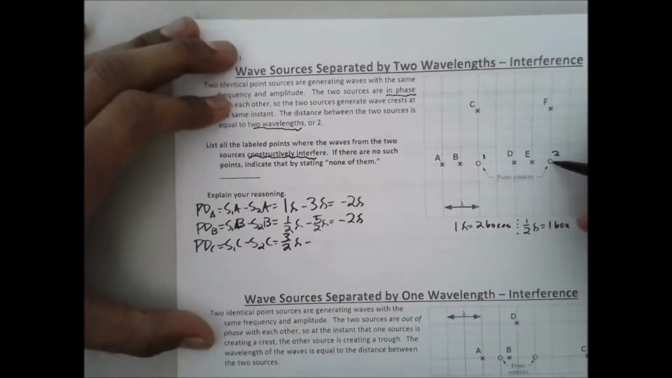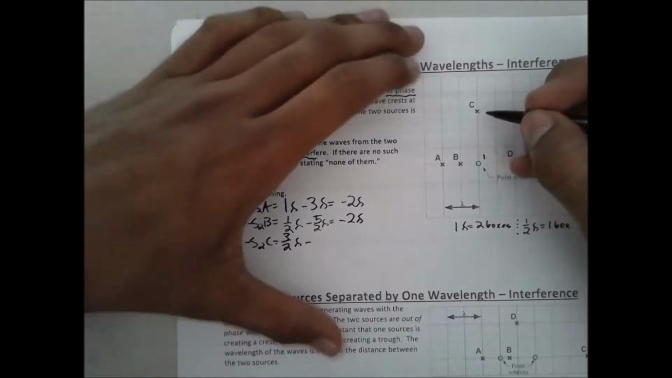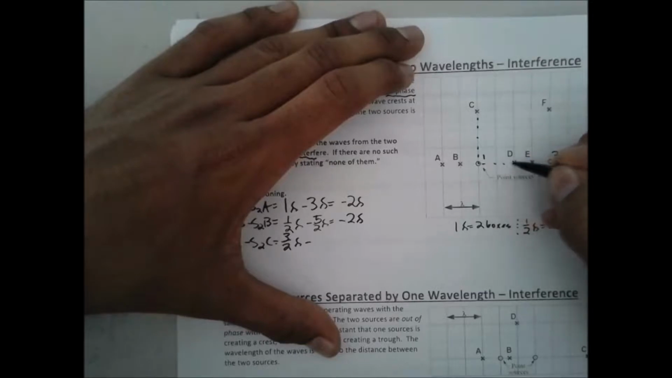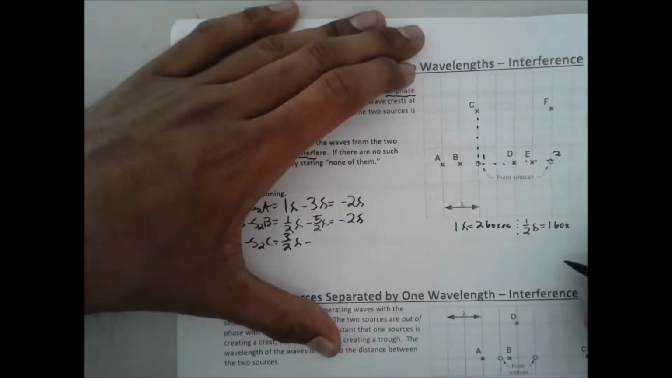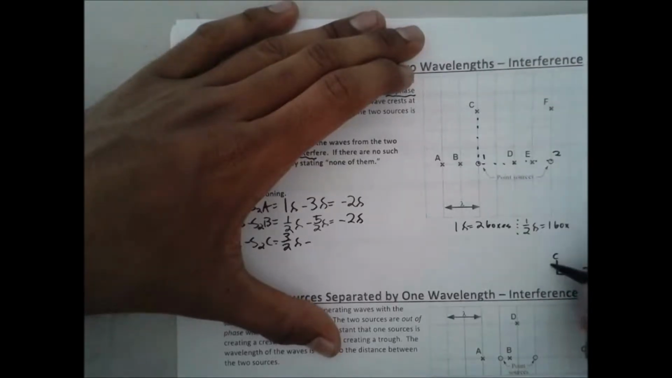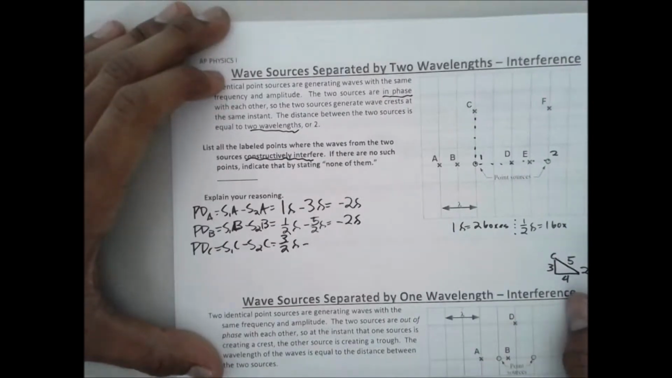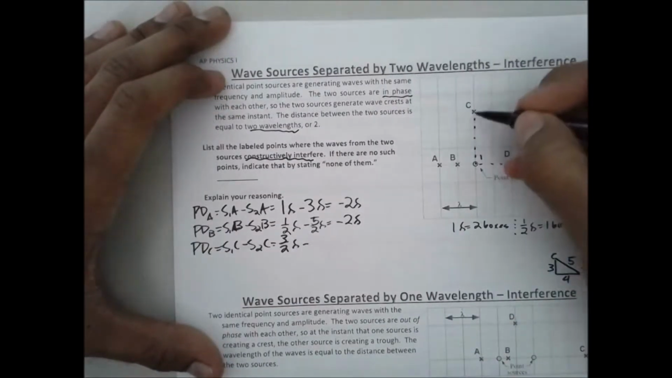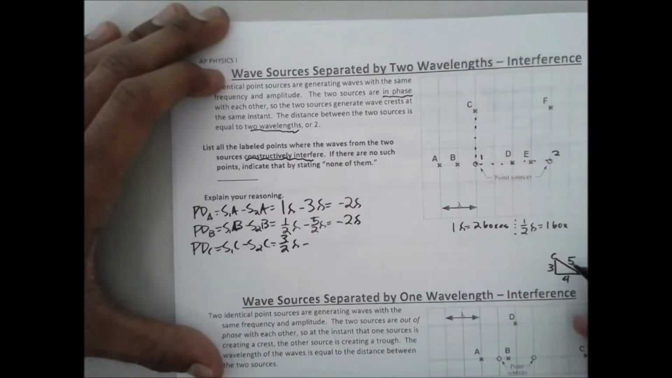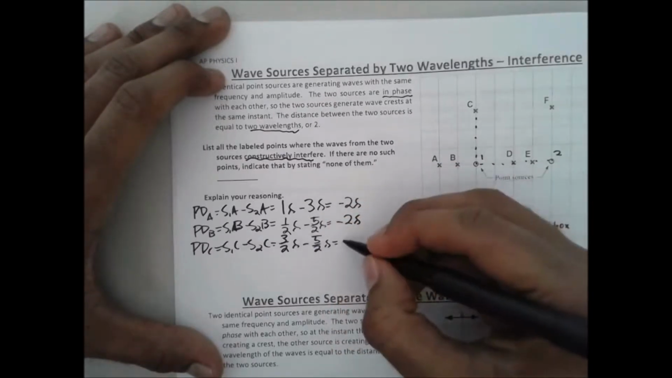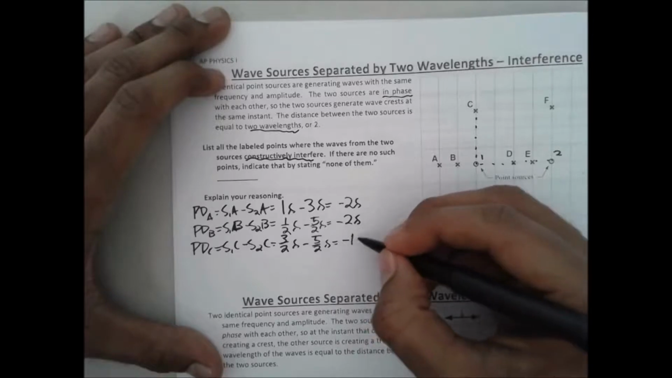Now from point source 2 to point C, things get a little bit tricky. But look at this, it's just a 3, 4, 5 triangle. If this side is 1, 2, 3, and this side is 1, 2, 3, 4, the distance must be 5. So from point source 2 to C, the hypotenuse must be 5 boxes, or 5 over 2 wavelength, which gives a difference equal to negative 1 wavelength.